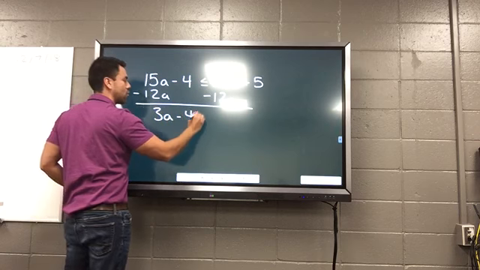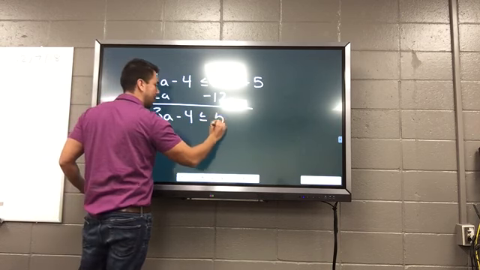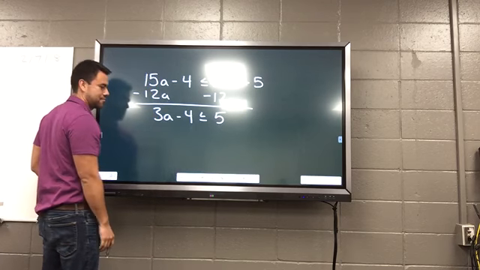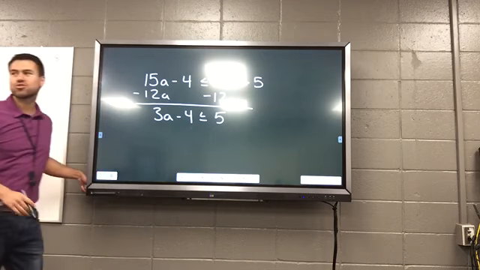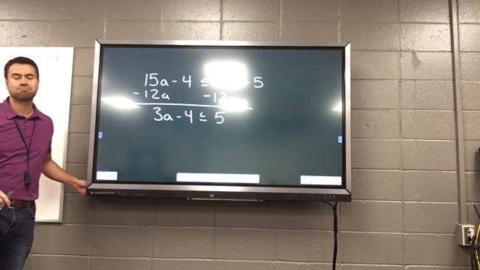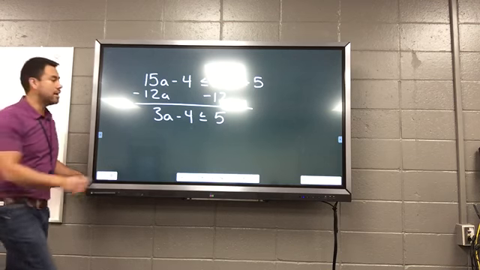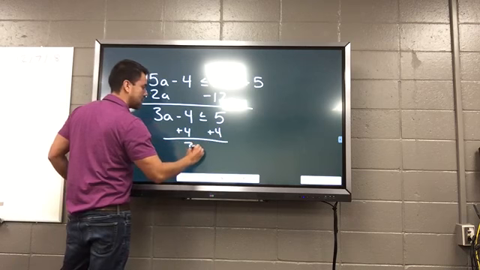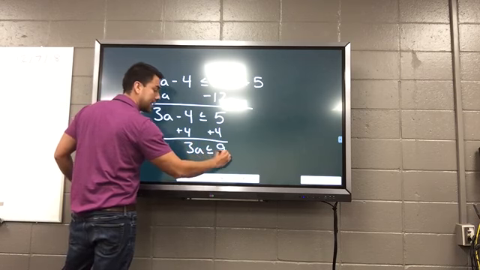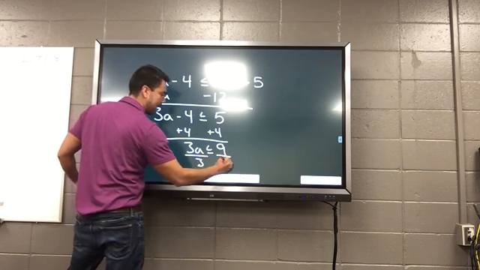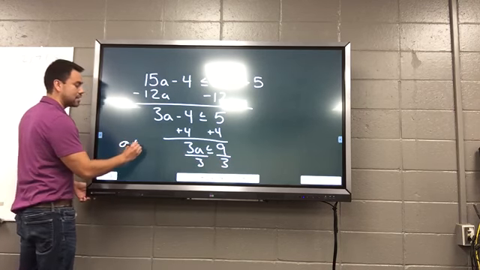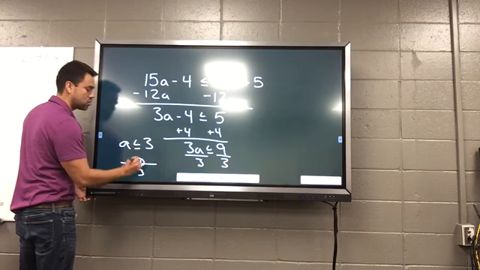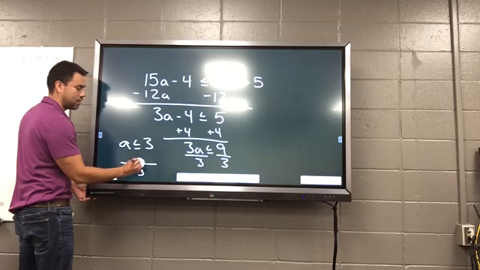3a minus 4 is less than or equal to 5. Okay, you're going to add 4 to both sides. We get 3a is less than or equal to 9. Divide both sides by 3. You get a is less than or equal to 3. So your graph should be a closed circle on 3, line going to the left.